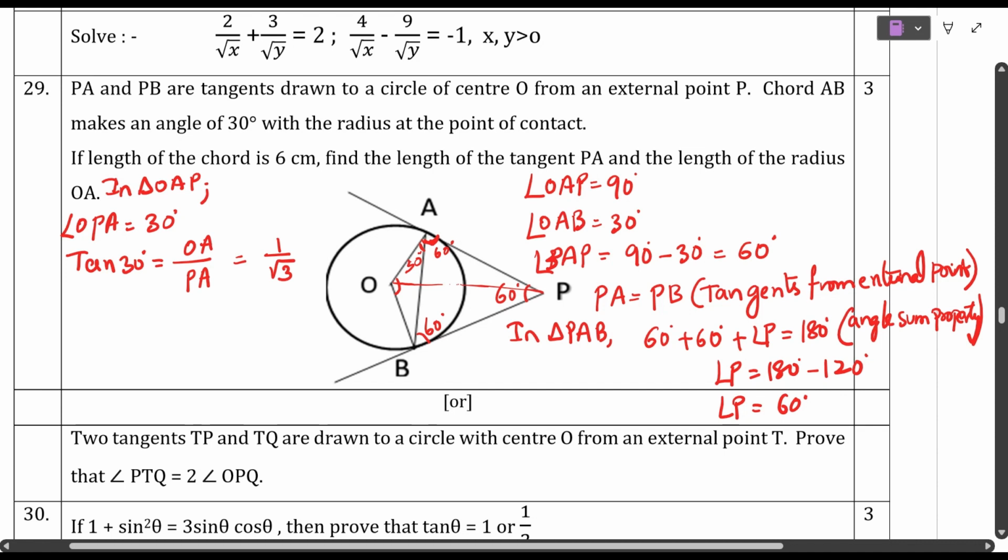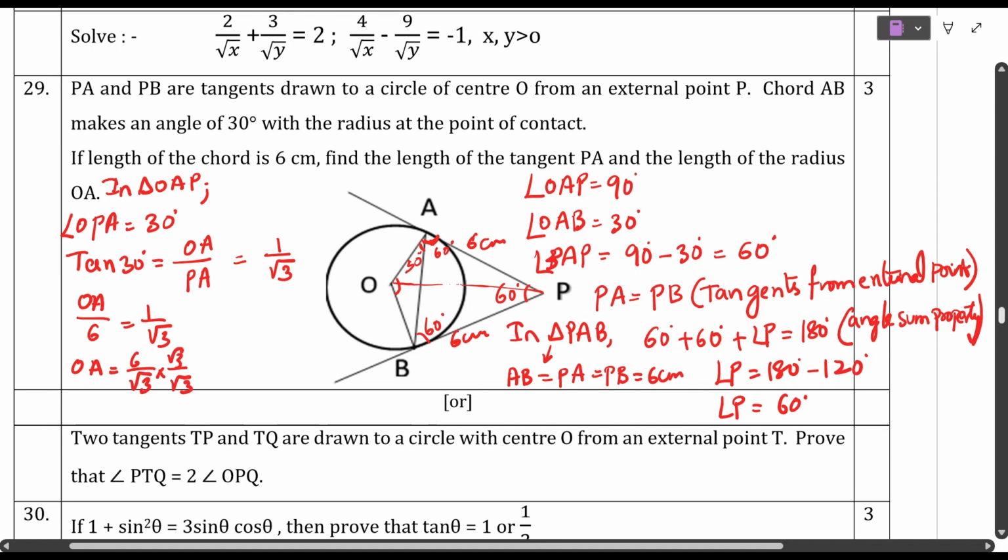Now if you observe this triangle ABP, this is an equilateral triangle. So PAB is an equilateral triangle, then all the sides will be equal. Means AB is equal to PA is equal to PB. And one of the chords they have given, that is AB. How much? 6 centimeters. So these three measurements will be 6 centimeters. Understood, students? Now OA by 6 is equal to 1 by root 3 and OA will be equal to 6 by root 3.